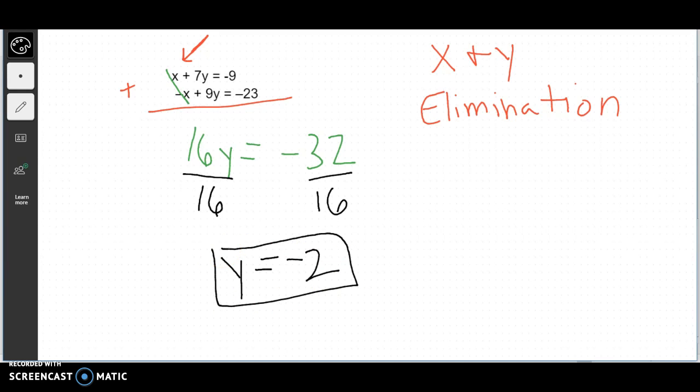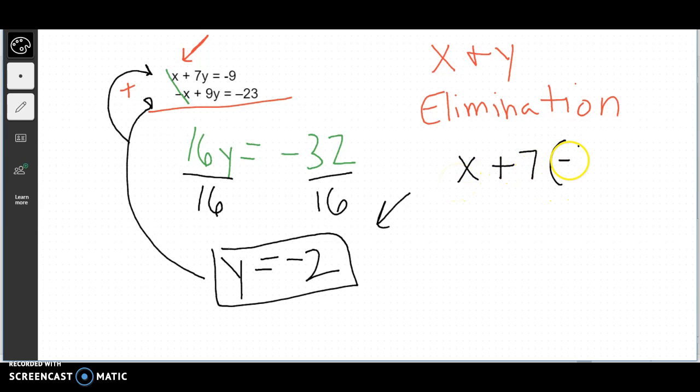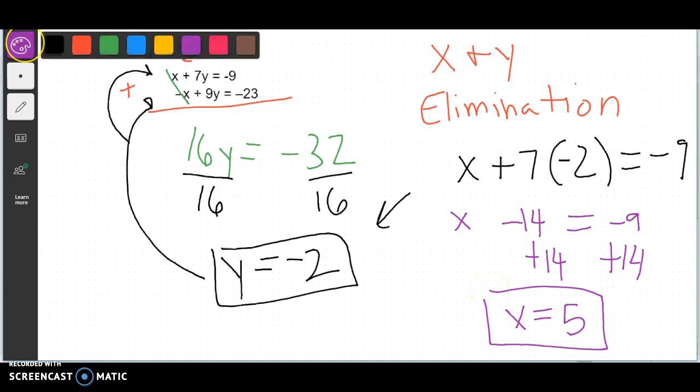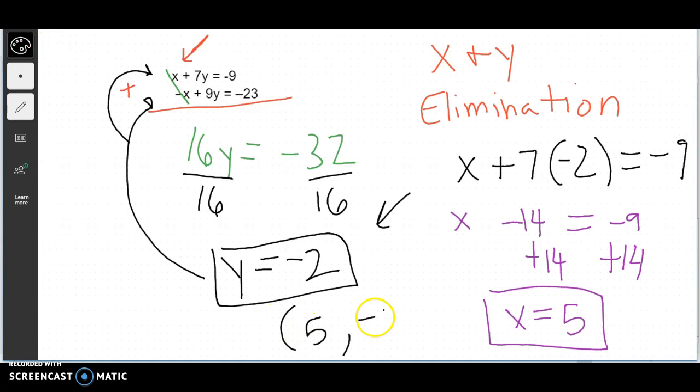Now at this point, I should know that I'm not done because I only have one variable. So what I'm going to have to do is plug in y into one of these two equations to figure out what x is. I'm just going to take the top equation because that one seems a bit easier. Let's see if we can find what x is. First, I'm going to do 7 times negative 2, get negative 14. Then I'm going to add 14 to both sides. We're going to get that x is equal to 5. So our point would be 5 comma negative 2.